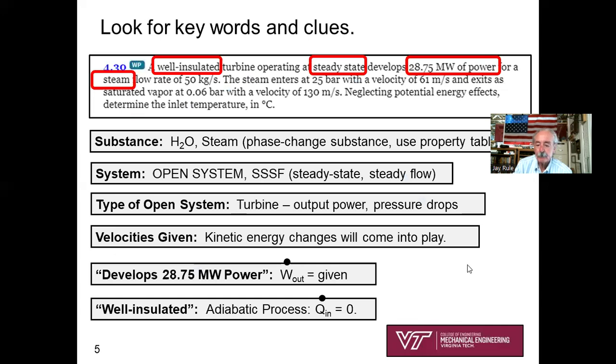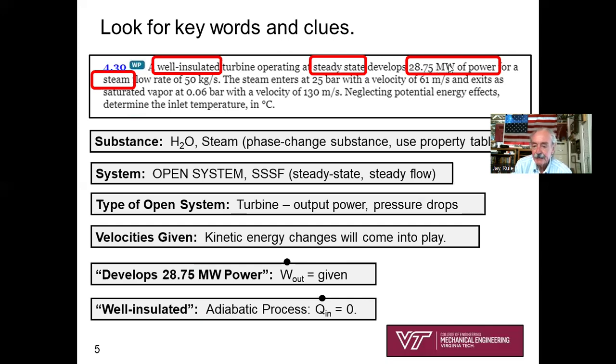Okay, so back to our problem at hand. Let's look for keywords and clues. Well insulated. That's going to be a clue. So I've got insulation all around that turbine casing. That means we've got no heat transfer from the turbine casing to the surroundings. That's going to be critical for us. Operates at steady state. In other words, the rate at which steam is flowing into the turbine exactly equals the rate of steam flowing out of the turbine. M dot in equals M dot out.